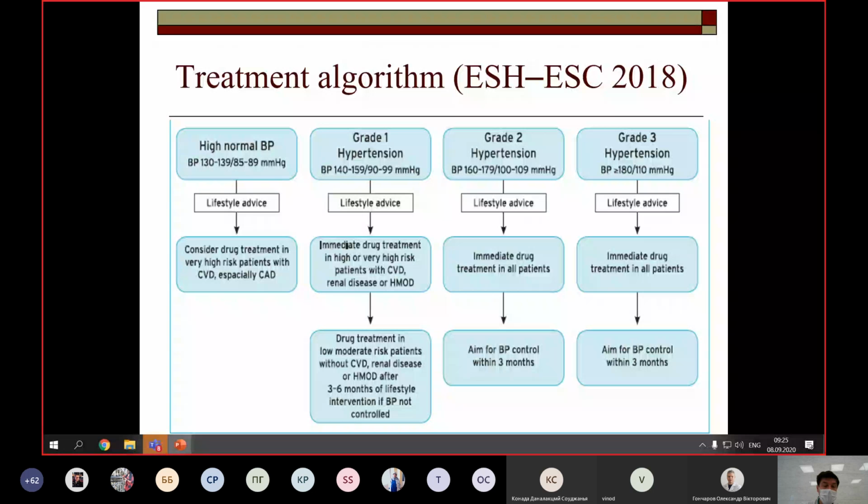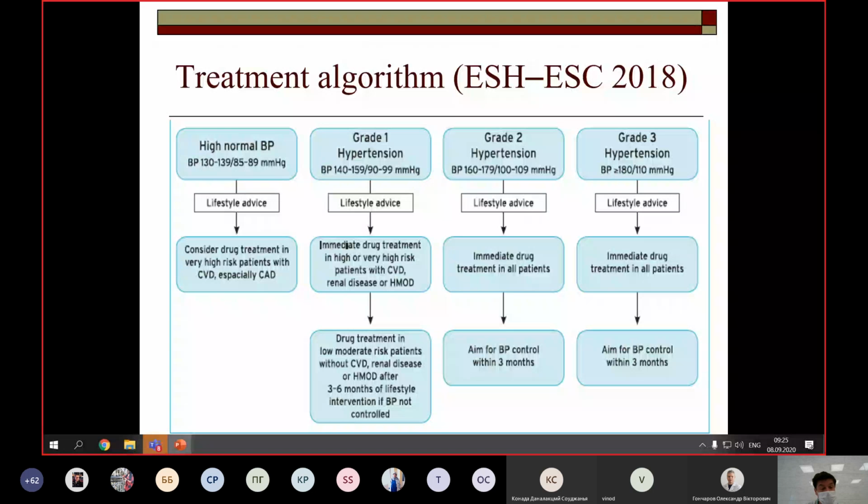So, high normal BP is average 130-139 for systolic and 85-89 for diastolic, with low, moderate, and mild risk of cardiovascular disease. This patient is a candidate for lifestyle modification only. Your advice for lifestyle modification is welcome.